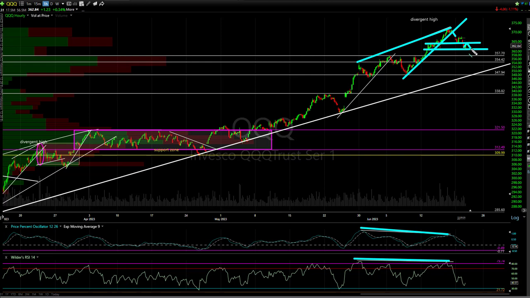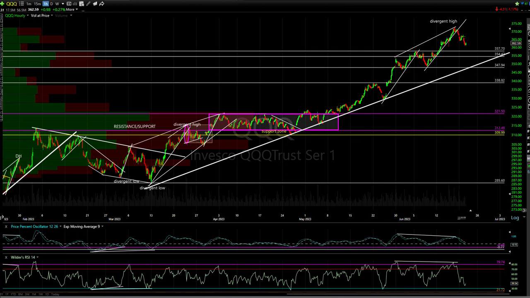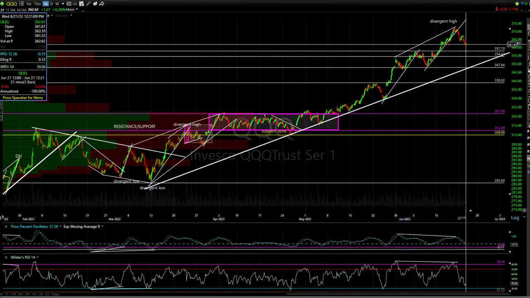So minor support. We've so far had a little bit of a reaction, but I still favor whether we bounce a little more. Max bounce target zone's about right here. I still favor a move down to the primary trend line, which is our swing target right now for QQQ. And I have a comparable trend line on the semis, which I'll get to in a minute. So that's what the 60 looks like.